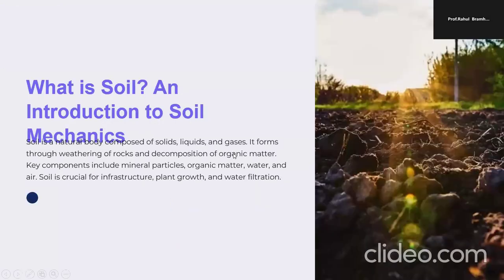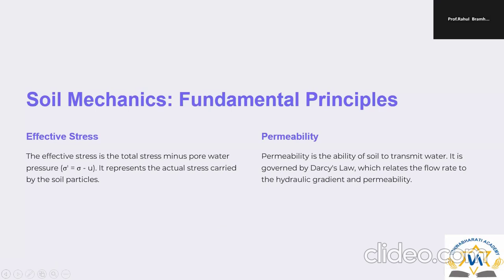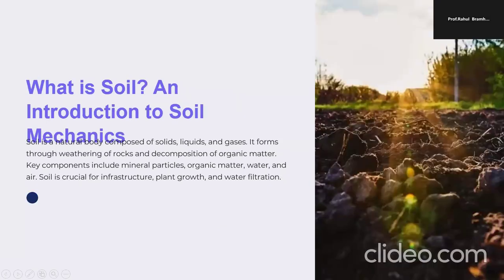What is soil? Soil is a natural body. It is composed of solids, liquids and gases. It is formed from the weathering of rock and rocky material and the decomposition of organic matter. This is called soil. The key components of soil include minerals, particles, organic matter, water and air.